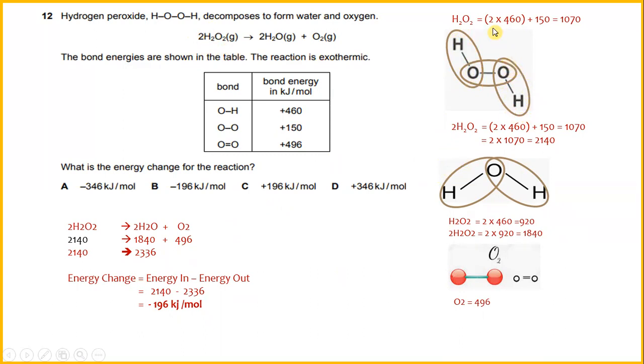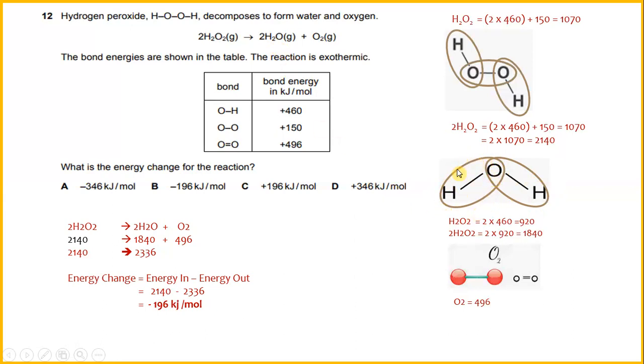So you have 2 times O-H, which is 460, plus 1 O-O, which is 150. You get the value of 1070. But the formula here is 2H2O2, so you have to multiply by another 2 to get the value of 2140. Next, we go to the energy out. Energy out is for 2H2O. Then you get this formula for H2O.